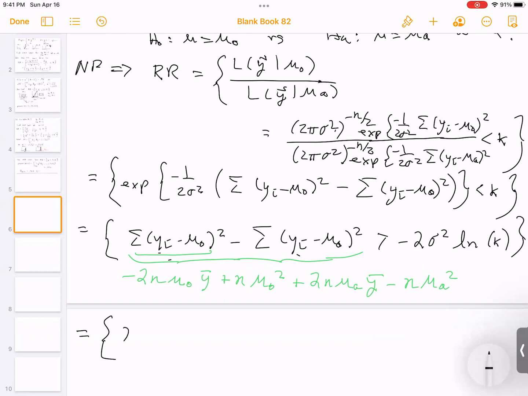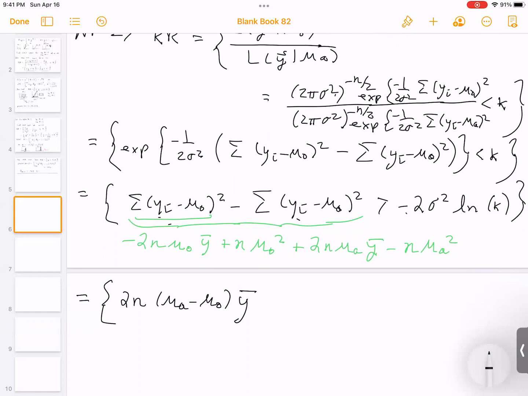2n mu a minus mu 0 y bar. Keep this over here. And this has to be greater than this side. And then I am going to get rid of this stuff too, right? I'm going to add it. So this has to be greater than minus 2 sigma squared ln k. Okay, and then what happens? I'm adding n mu a squared, and I'm subtracting n mu 0 squared. So I get plus n mu a squared minus mu 0 squared.